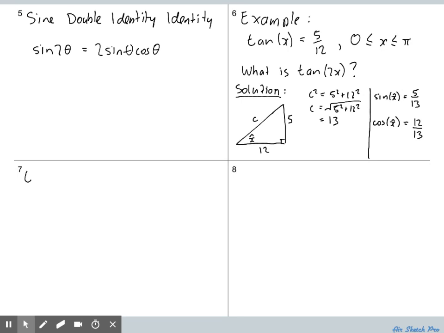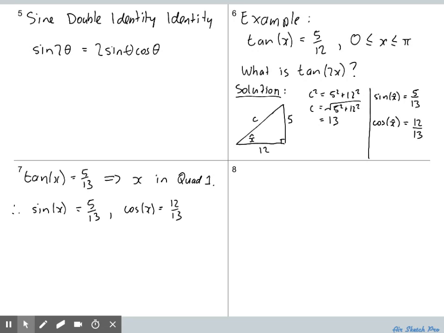So tan of x equals 5 over 13 implies x is in quadrant 1. Therefore, sine of x is equal to, what did I say it was? 5 over 13. And cos of x is equal to 12 over 13. Okay.